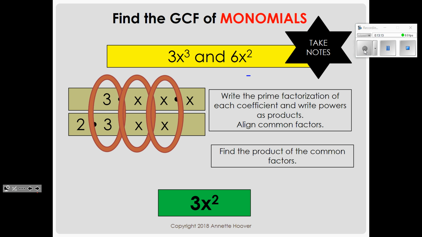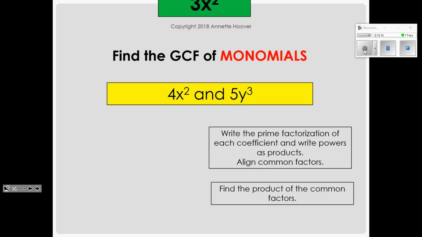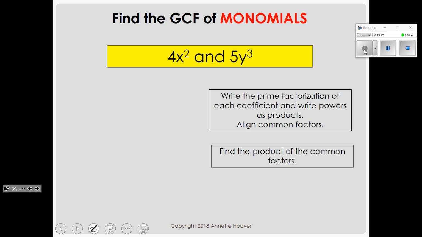So on this next one, okay, look at 4x squared and 5y cubed. We want to think about what do they share, what would be the greatest common factor for this pair. 4 is not prime, but 2 times 2 is the prime factorization for it, and then we have x times x. 5 is prime, so we have 5, and then we have y times y times y. Now I wrote it here where I would stack things that they share. Notice that nothing is stacked. They don't share any of these things that we wrote out here.